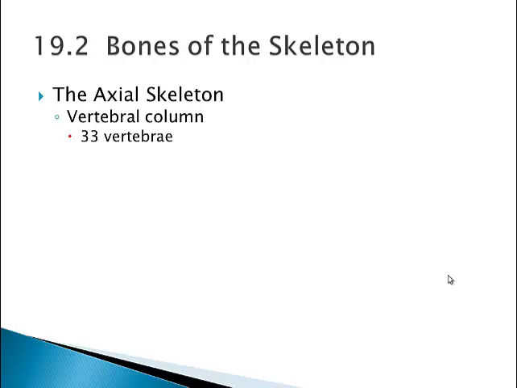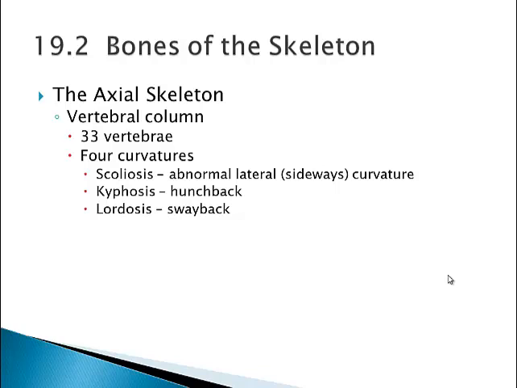Scoliosis is abnormal lateral or sideways curvature of the spine. This can be corrected as long as it's found early in life. Kyphosis is abnormal posterior curvature that results in a hunchback. Lordosis is abnormal anterior curvature resulting in a swayback.